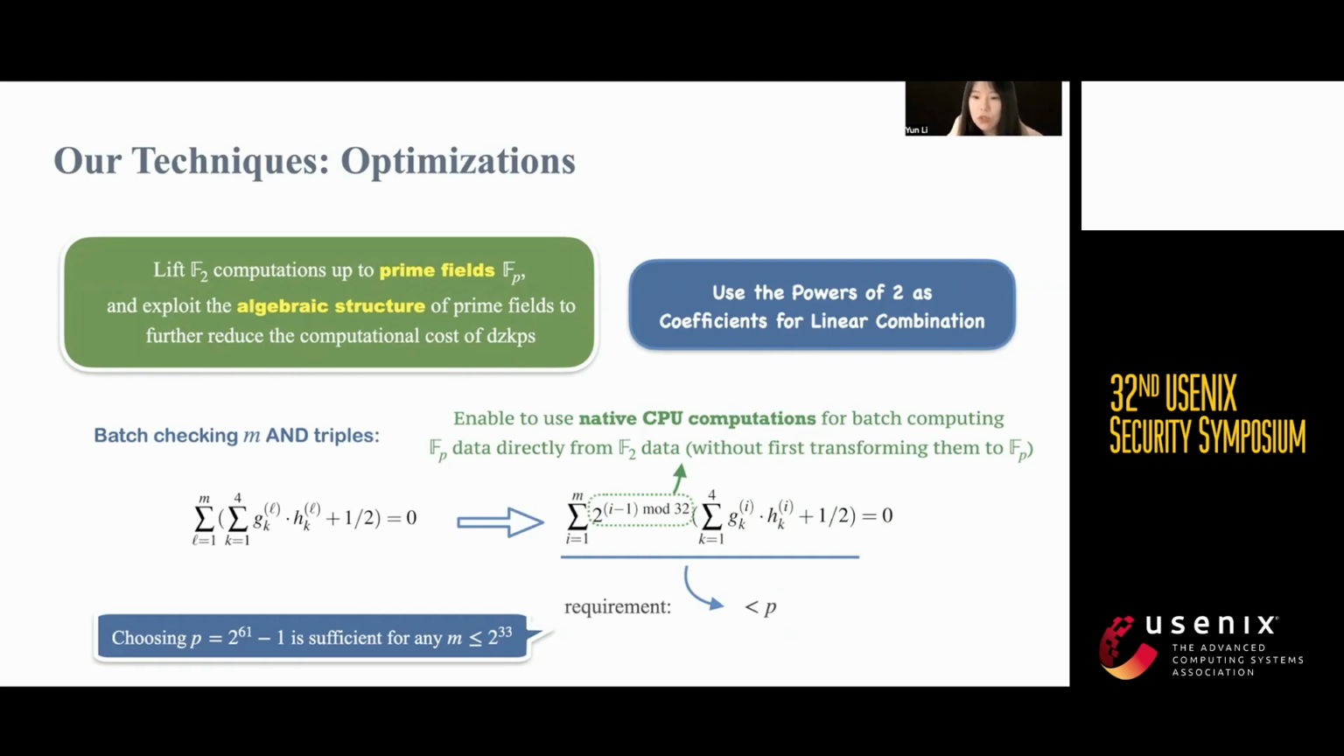But here we have to ensure that when all the triples are incorrect, the result of the linear combination won't overflow P. So we can choose the 61-bit Mersenne prime, and it is sufficient for any circuit size less than 2 to the power of 33.